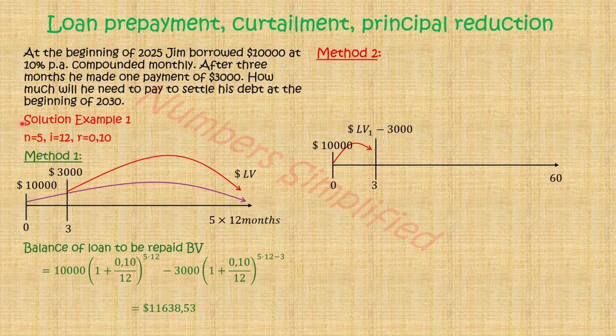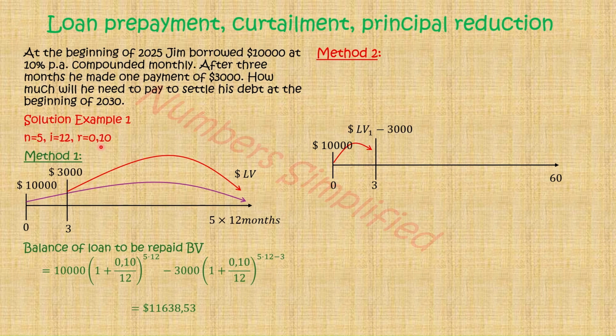Right, so we are going to be looking at method 2 to the example that we have. So we would take note of certain aspects before we jump into our method 2. We have to take note of the number of years, which is 5 years, the number of periods, 12, and the interest rate, that is 0.10, which is equivalent to 10%.